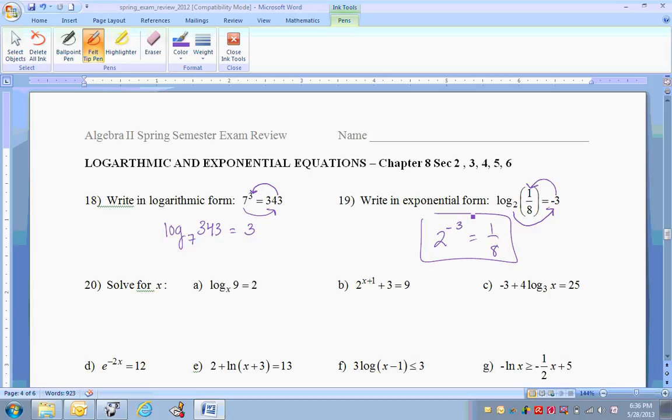Okay, on number 20, they're asking us to solve for x. Well, in order to get x by itself, we have to log roll. So we start with our base of x, pick up the 2, and then go back to the 9. So it's x squared equals 9. Well, now we can take the square root of both sides. So x equals plus and minus 3, because the square root of 9 is 3. But remember, if you take the square root of both sides of an equation, you have to put the plus and minus.